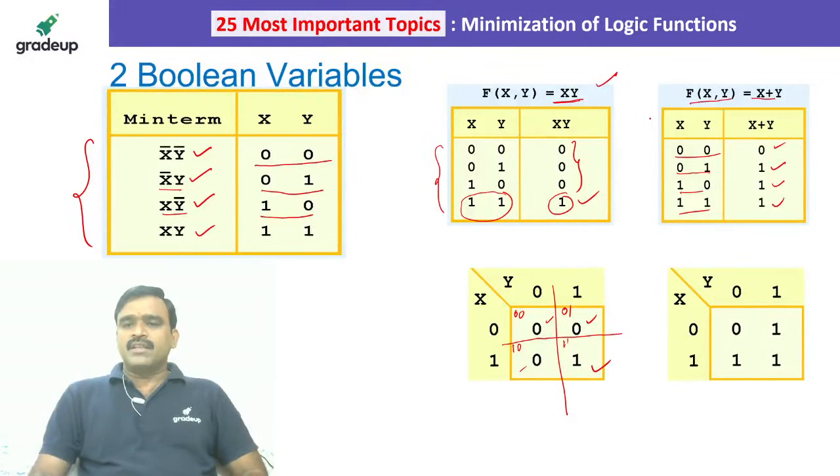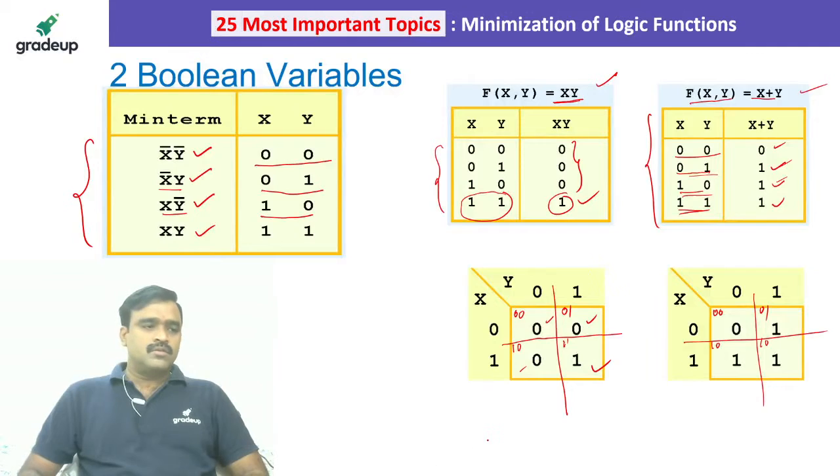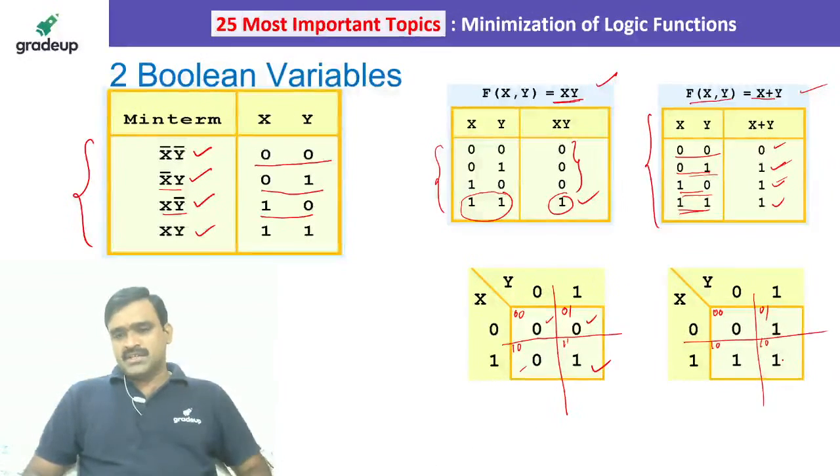For example, if you take the function f of x comma y equal to x plus y, here 3 min terms are producing 1s: 0 1, 1 0, and 1 1. So these are the 4 squares of 2 variables: 0 0, 0 1, 1 0, 1 1. Adjacent squares should differ by only 1 bit, so we have to use the gray code representation for this. So these are the min terms that are producing 1, and only 1 min term producing 0.